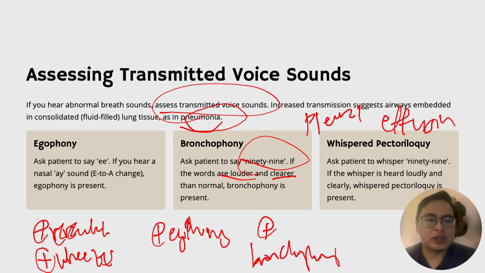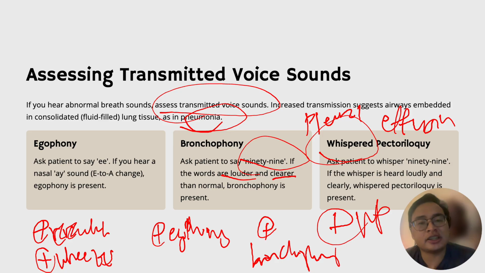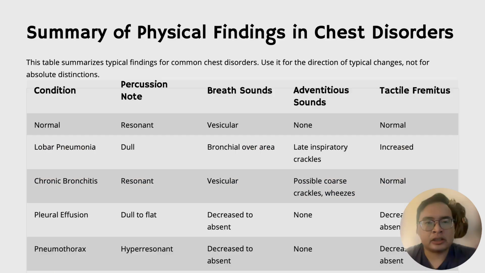And lastly, you ask the patient to whisper 99 or "tres tres." This time you need to whisper it. So normally, you're probably not going to hear it because the patient is whispering, right? But if it's heard loud and clear, then positive for whispered pectoriloquy. Now all of these are just transmitted voice sounds that could be suggestive of consolidation of lobar pneumonia or fluid in pleural effusion. Okay? So that's it.